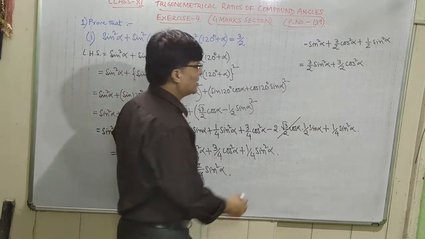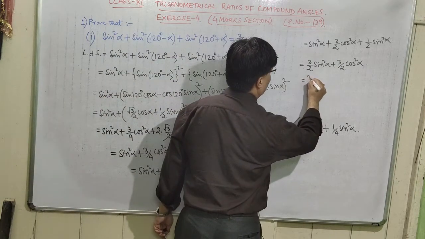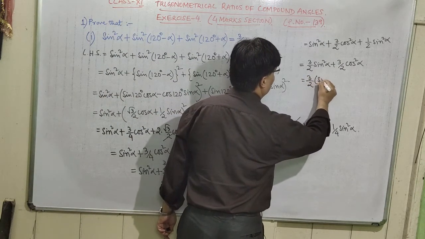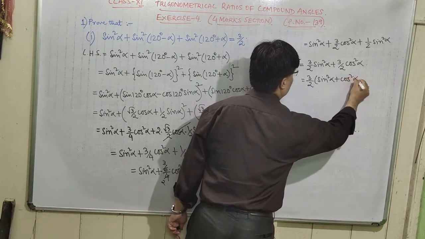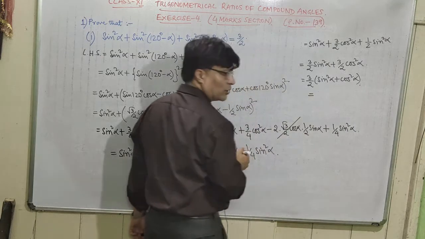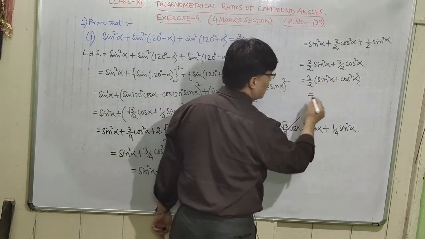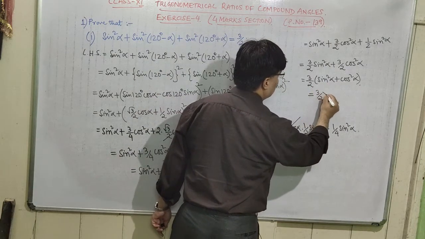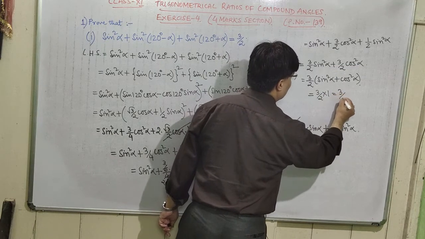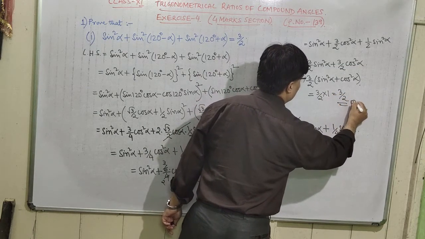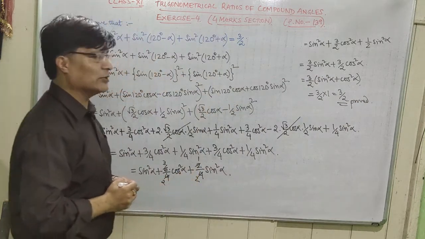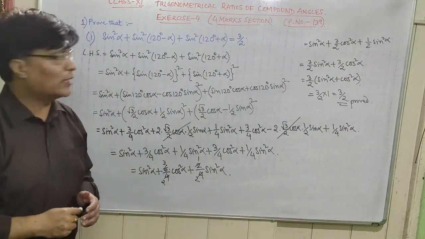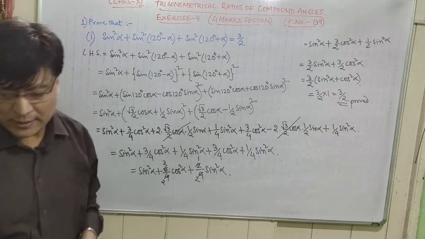Next, you can take common here. What is common in this case? 3 by 2 (sine square alpha plus cos square alpha), which is equal to, what is sine square alpha plus cos square alpha? That is 1. So it is 3 by 2 into 1 is equal to, what is the answer? It is 3 by 2. So it is proved. So we have proved this, LHS is equal to RHS. Okay. So you can copy it.